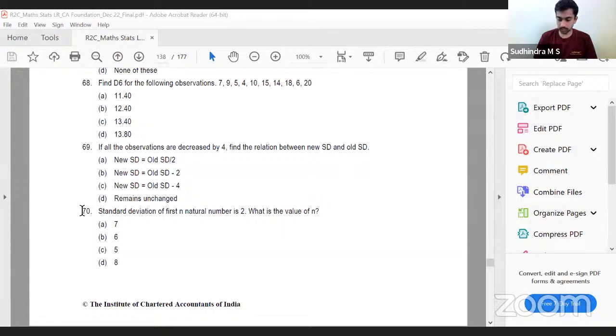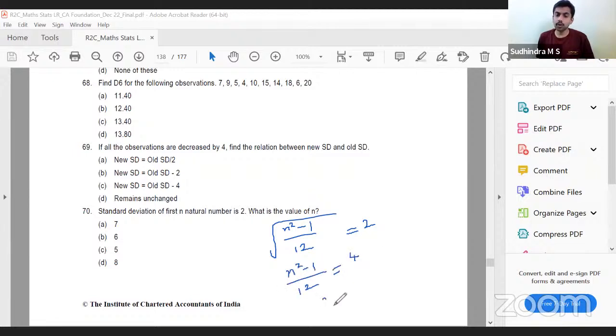What is the value of n? Seven. Yes. How did we get 7? Sir, root of n square minus 1 by 12. Right. So n square minus 1 by 12 is 4. N square minus 1 is 48. N square is 49. Therefore, n is 7.